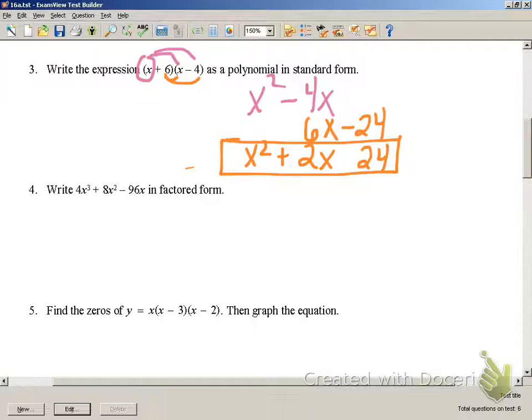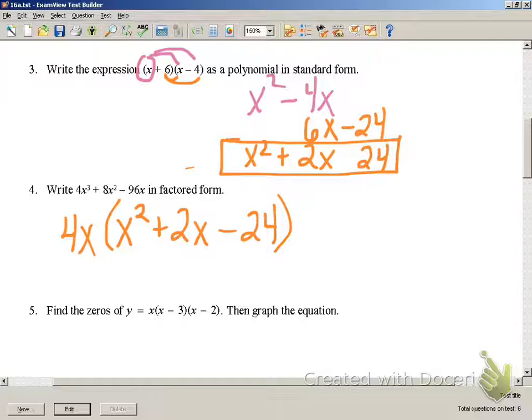Number 4 says write 4x cubed plus 8x squared minus 96x in factored form. First of all, my first step and first rule of all factoring is a GCF. Check to see if it has a GCF. Notice all 3 of those numbers has a 4, and all 3 of those values have an x. So I can factor out a 4x. So that will leave me x squared plus 2x minus, is that 24?